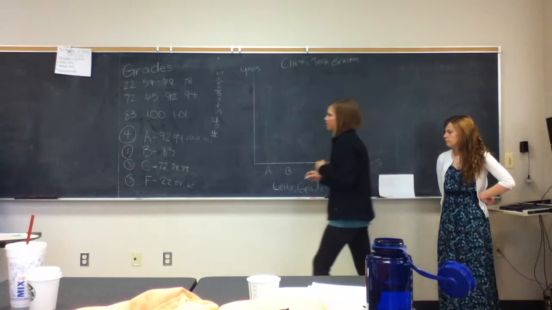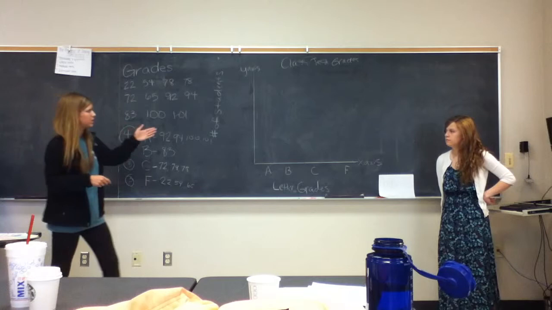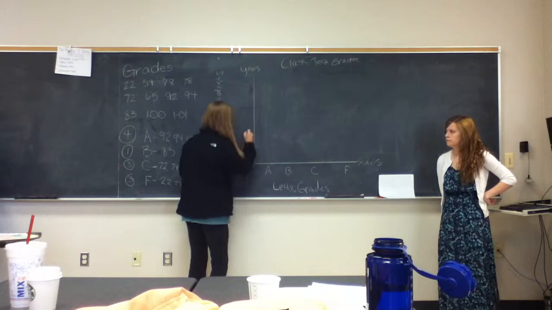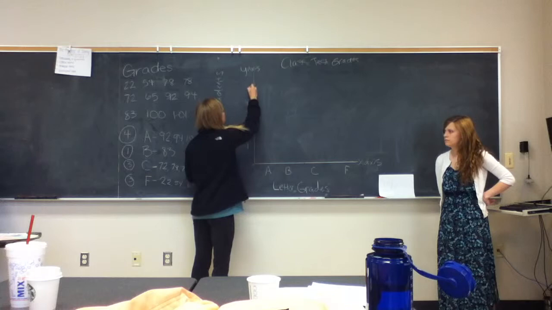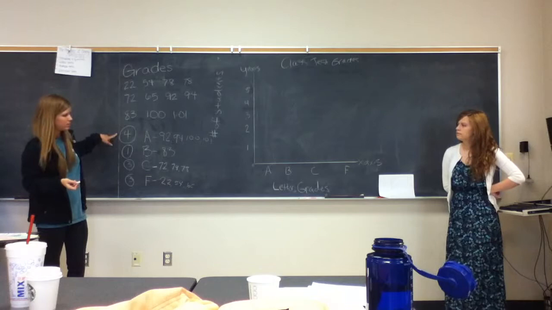Nothing goes over a 5, so I'm just going to label our y axis by 1s and go up from the bottom. The next thing we do is look at our information over here to plot, and so I'm going to start with the A's, and we have 4 students that scored an A. So I'm going to draw my bar to go up to 4.